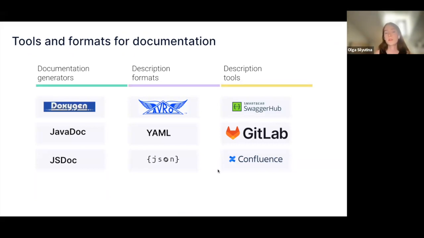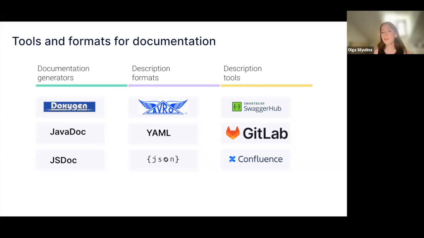Other tools and formats you can use for documentation are the following. You can use Doxygen or JSDoc, depending on which language you work with and which logs you would like to gather. As well as description formats for your logs, you can use JSON, YAML, or, for example, Avro as well.